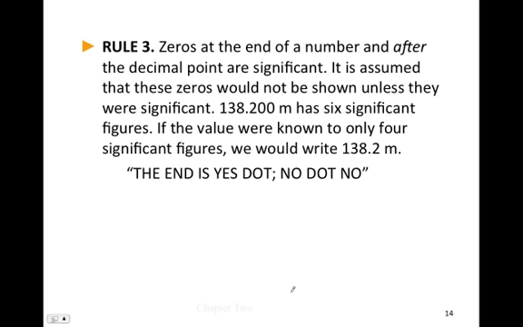Rule 3, zeros at the end of a number and after a decimal point are always significant. It's assumed that these zeros would not be shown unless they were significant. And so if you see this number right here, just like in that last slide, there is a large amount of precision and accuracy involved in the measurement of this number, giving us 3 digits after the decimal. This is a very specifically measured value, and so therefore it has 6 significant figures. When we talk about the dot, that means the decimal. So if there's a decimal, the zeros at the end are significant. If there's no decimal, the zeros at the end are not significant.